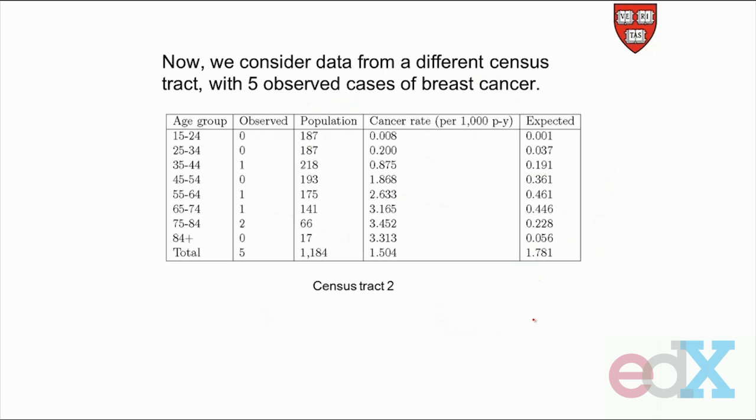Now let's move on. Before, we looked at just one random census tract in LA County. Now we're going to move on to a different census tract, Census Tract 2. The previous census tract had about the same population. Census Tract 1 had a population of 1190. This one has a population of 1184. However, in this census tract, we observe 5 breast cancer cases, even though the expected number of cases for this census tract is only 1.78, very close to the expected number from the previous census tract. But we're observing way more cases. So we want to see, is something weird going on here?